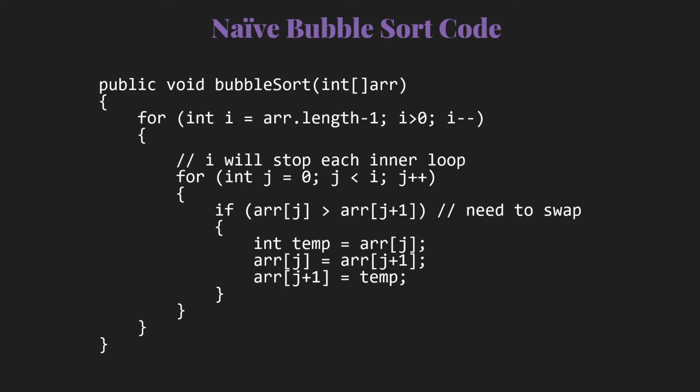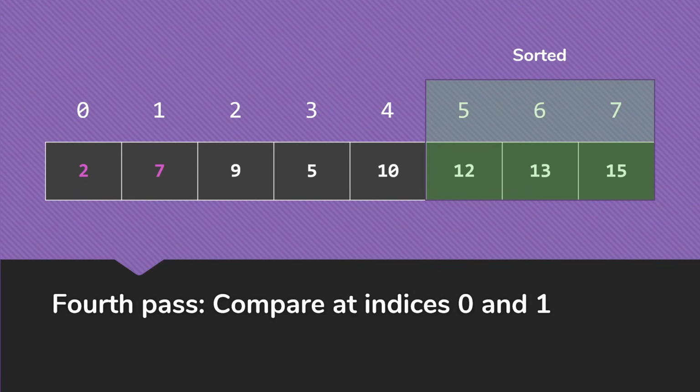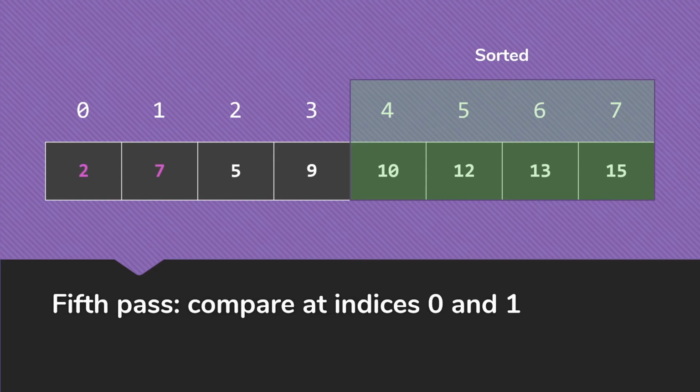So let's keep going with our example. And we're going to see that we have a bit of a problem. So let's continue. Fourth pass, we compare the 2 and the 7. They're in order. 7 and 9 are fine. 9 and 5 need to swap. 9 and 10 are fine. So we're now here with 10 through 15 in place.